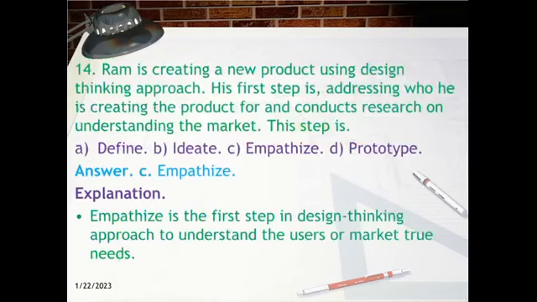14. Ram is creating a new product using design thinking approach. His first step is addressing who he is creating the product for and conducts research on understanding the market. This step is: A. Define, B. Ideate, C. Empathize, D. Prototype. Answer: C. Empathize. Explanation: empathize is the first step in design thinking approach to understand the user's or market's true needs.